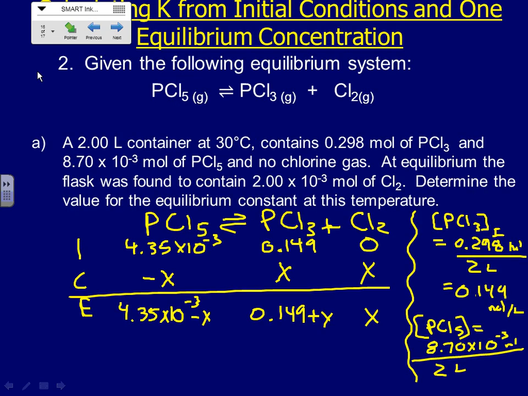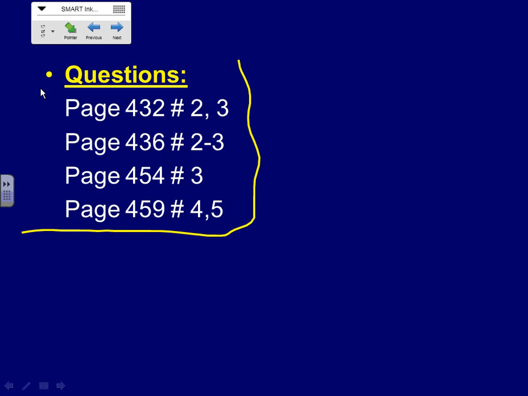So now in the end, we're just going through the regular ICE table. I have 2.00 times 10 to the minus 3 moles of Cl2. Well, that is X by the looks of it, isn't it? So X is equal to that, which means I just have to continue and calculate. X is equal to 2.00 times 10 to the minus 3 moles per liter.